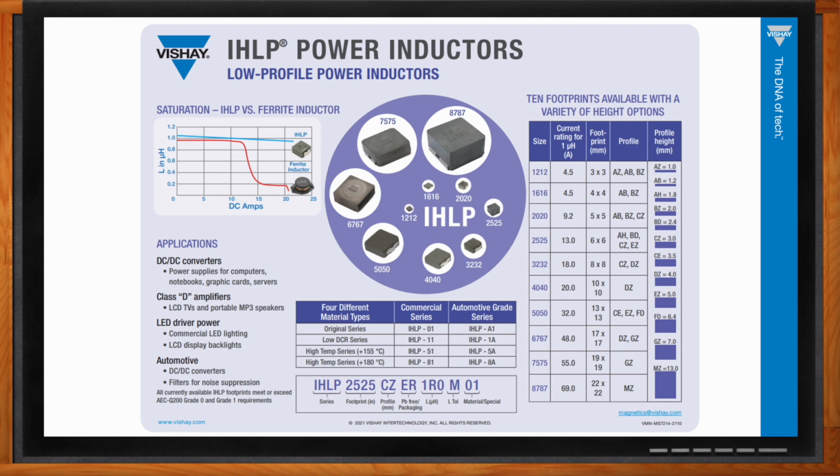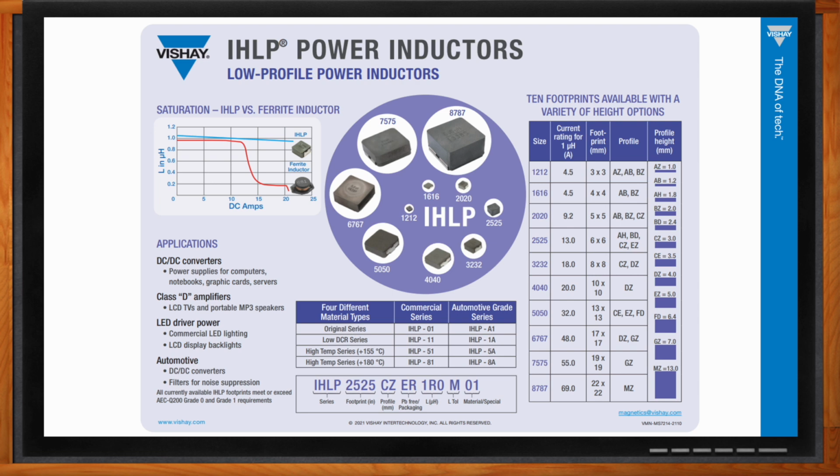And then also you can see that the current rating is also shown there for a 1 microhenry inductor. Now, we do make inductance values lower and higher than that, but just as a general comparison, you can take a look and see how much current each one of the IHLPs can handle. And in the center bottom of the screen, you can see the different materials we have. And you can see that there's a low original series, a low DCR series, a high temperature series, and a very high temperature series up to the 180 degrees C.